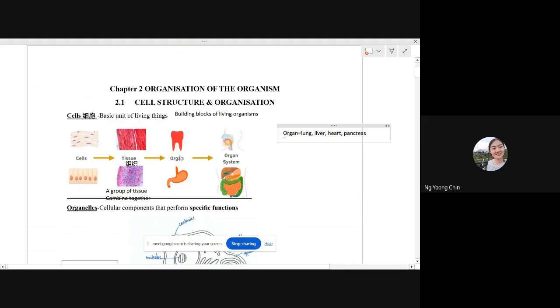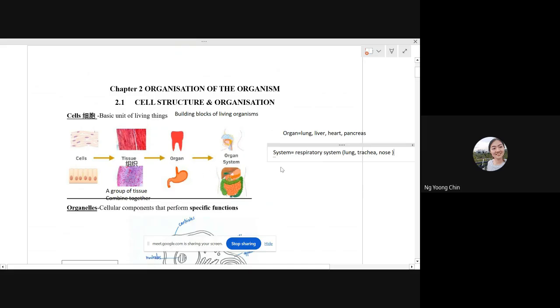So whenever different organs are joined together, they will form a system. For example, you have the respiratory system. In the respiratory system, you do contain the lung, right? And also you have the trachea. Trachea is also a kind of organ. And you have the nose. So you can see those are organs connected together, so they will form a complete system.